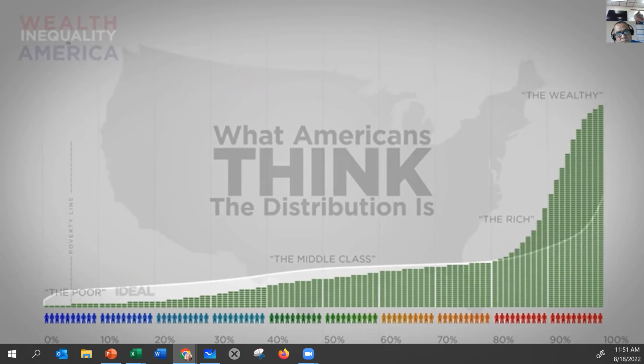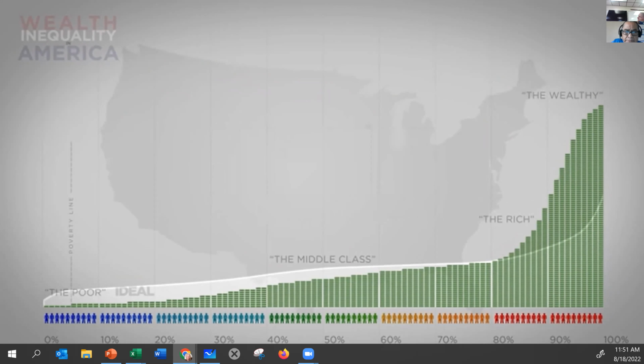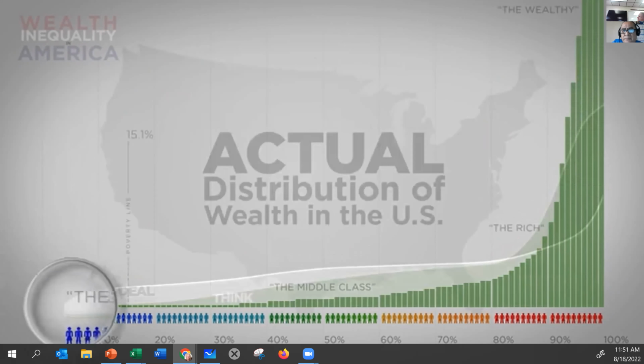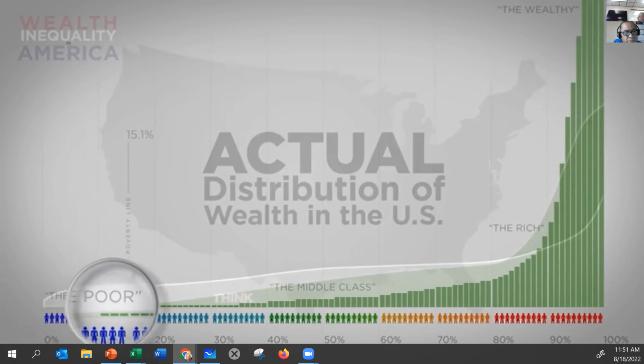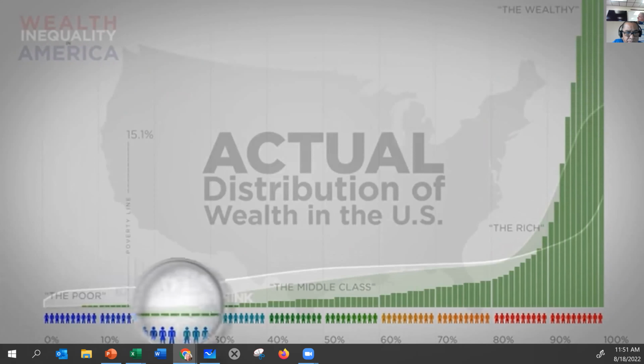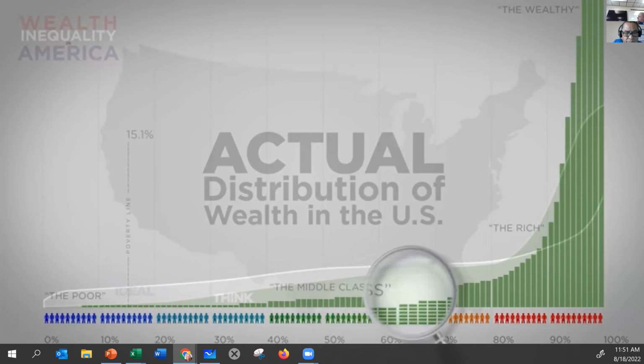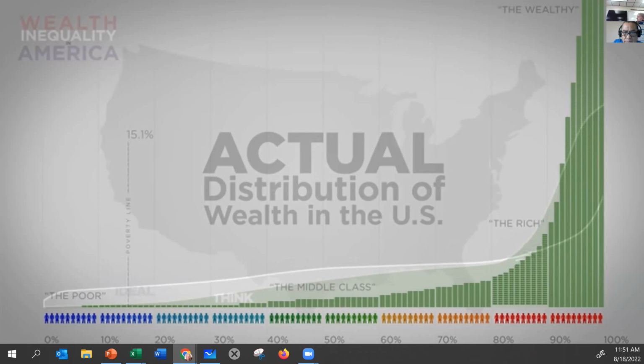Sadly, this isn't even close to the reality. Here is the actual distribution of wealth in America. The poorest Americans don't even register. They're down to pocket change, and the middle class is barely distinguishable from the poor. In fact, even the rich between the top 10 and 20 percentile are worse off. Only the top 10% are better off.